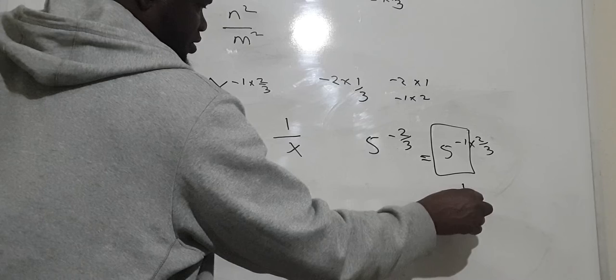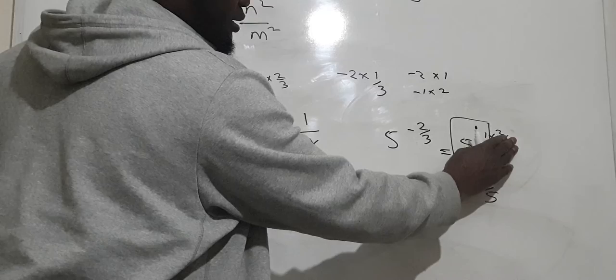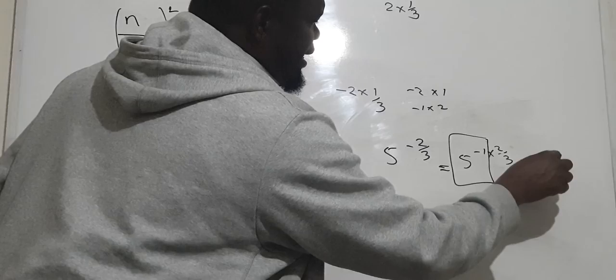Now, I look at the top. If I put my hand here, I have 5 squared. That means 5 squared. If I put my hand here, I'm seeing 1 third there, because 2 over 3 is equal to 2 times 1 over 3.